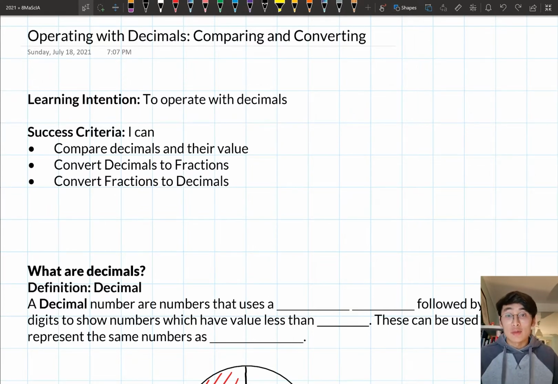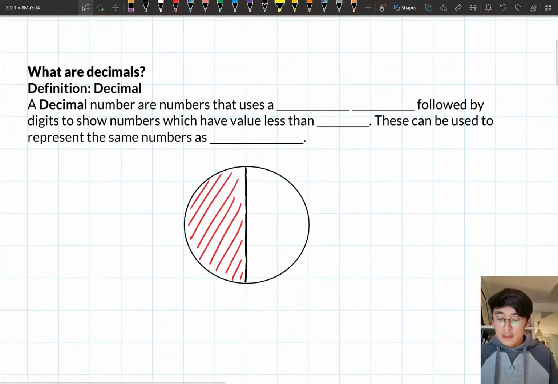Now, last lesson, we started looking at fractions, and we looked at a few different things. We started looking at operations with fractions, so we started working with adding and subtracting, and also multiplying and dividing with fractions. Today we're going to move on to decimals and do some groundwork with our decimals before we start doing those four operations as well. So let's have a look at this part here now.